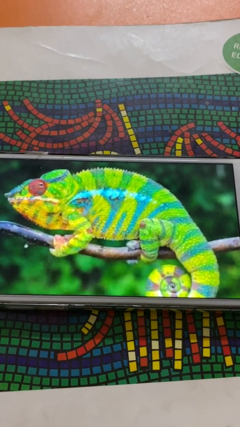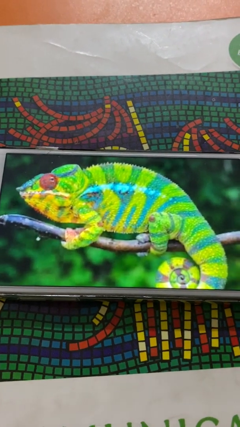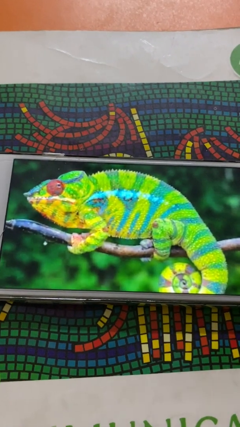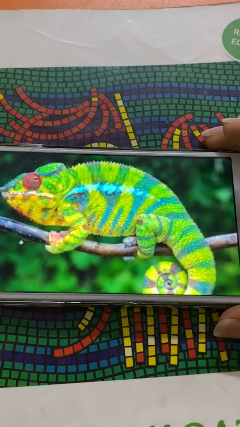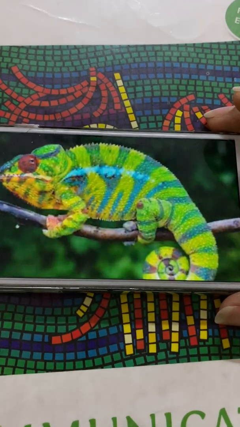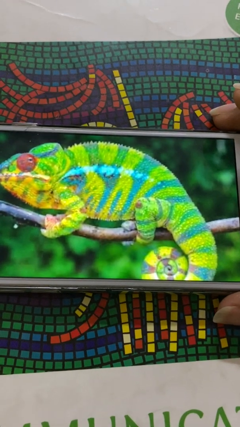Look at this picture. It seems to be very, very frightening. And the name of the animal is chameleon. And this animal can even change its colors.